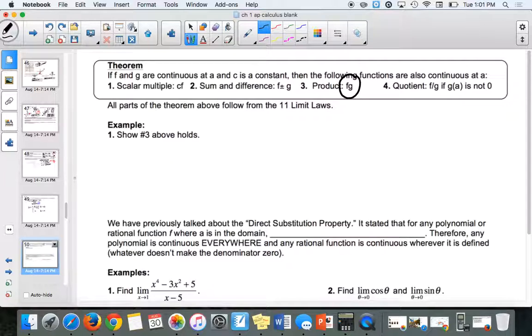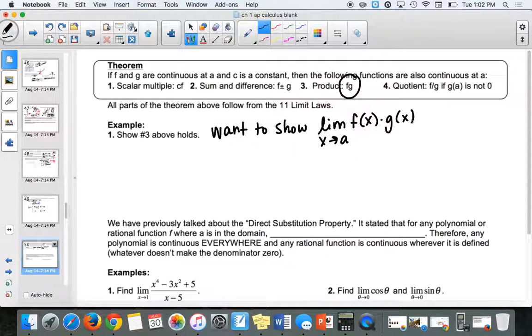We want to show that the limit as x goes to a of f of x times g of x is the same as f of a times g of a. If we can show that, then we've shown it's continuous for the product. Does that make sense, based on the definition of continuous? It's the same as plugging in the point.